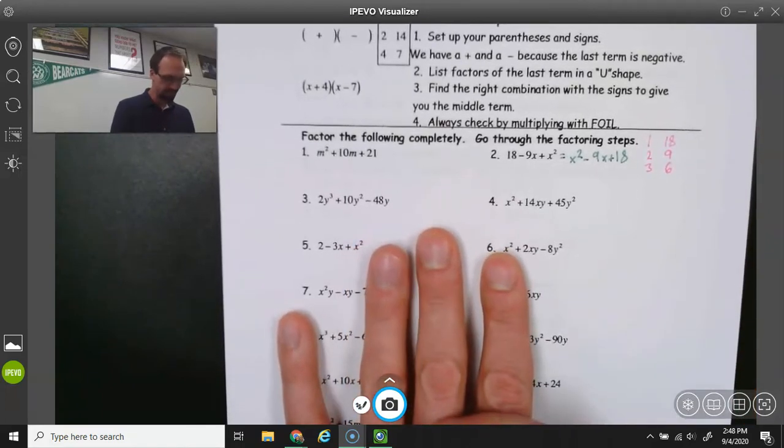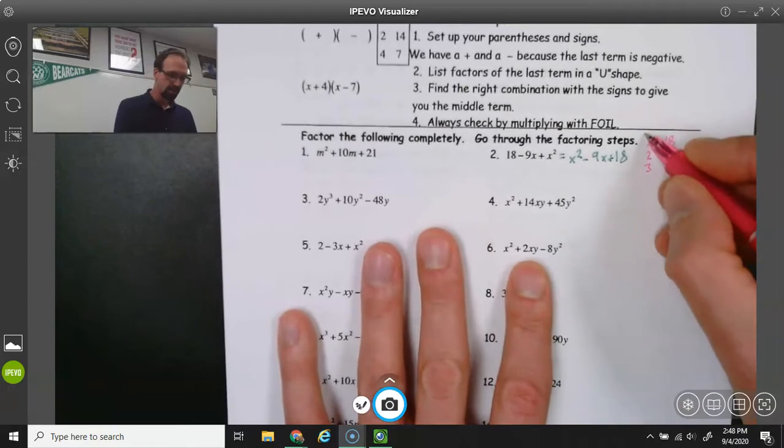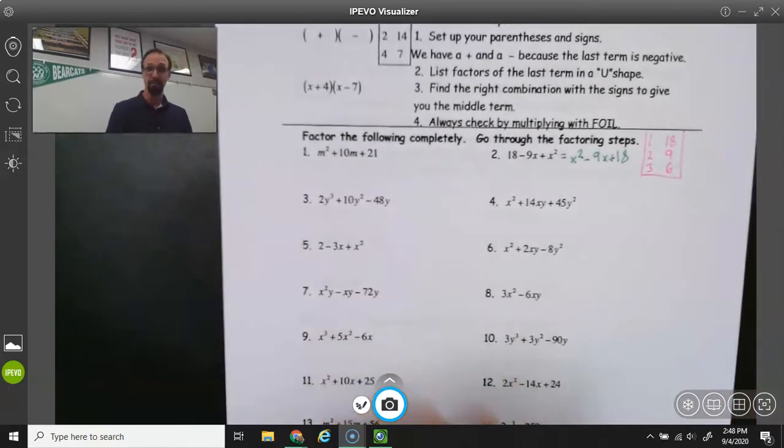4 doesn't. 5, then 6. Oh, I'm back to 6 now. So as soon as I get back to a number that I've already hit, then I know I'm done. I've got all the factors.